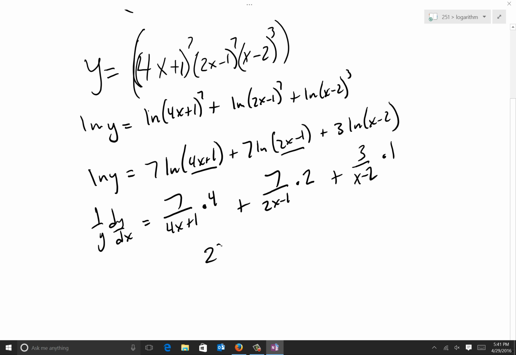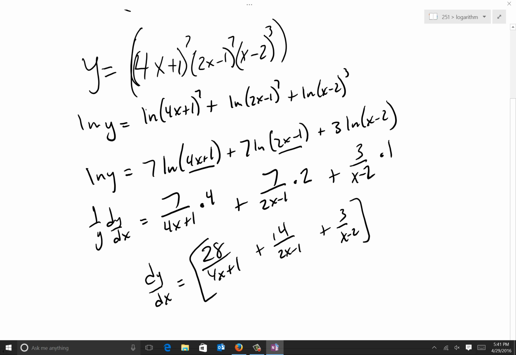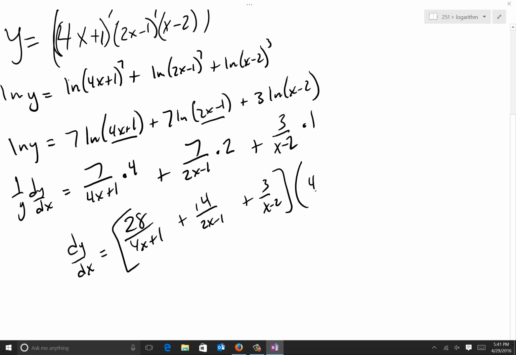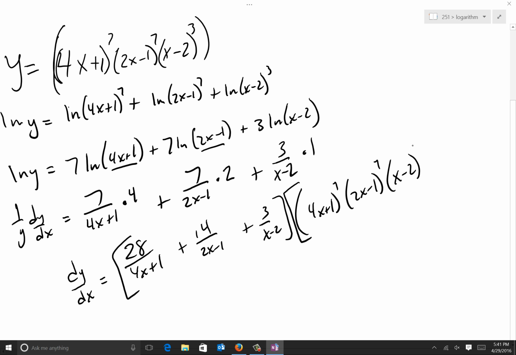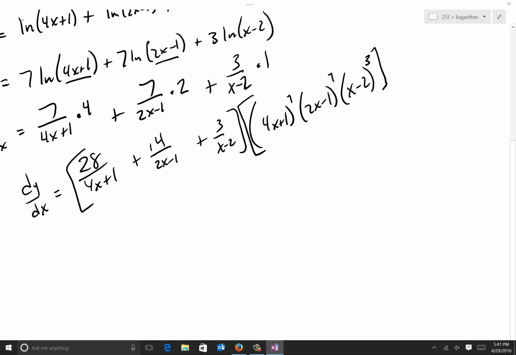So it's going to be 28 over 4x plus 1, plus 14 over 2x minus 1, plus 3 over x minus 2, all times y. Now what was y? y is that mess up above. So 4x plus 1 to the 7th, 2x minus 1 to the 7th, x minus 2 to the 3rd. And for heaven's sakes, don't even try to multiply that out. Well, it's not a bad idea, I guess.